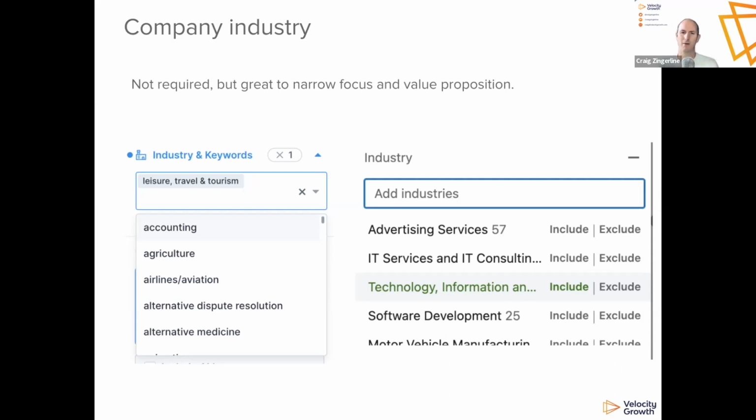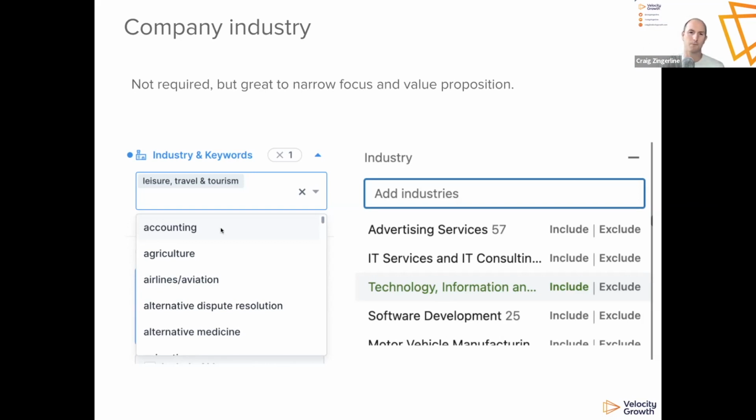Could be technology, information services. If I want to run a partnership strategy with web development shops, maybe I'll click on software development. If I'm going after the travel space and either executives or somebody within the travel industry, I'm going to go airlines, aviation. And then what I can do is hone my messaging. So remember, my messaging has to resonate with a persona. If I'm targeting based on industry, though, I have another level of granularity that I can add in.